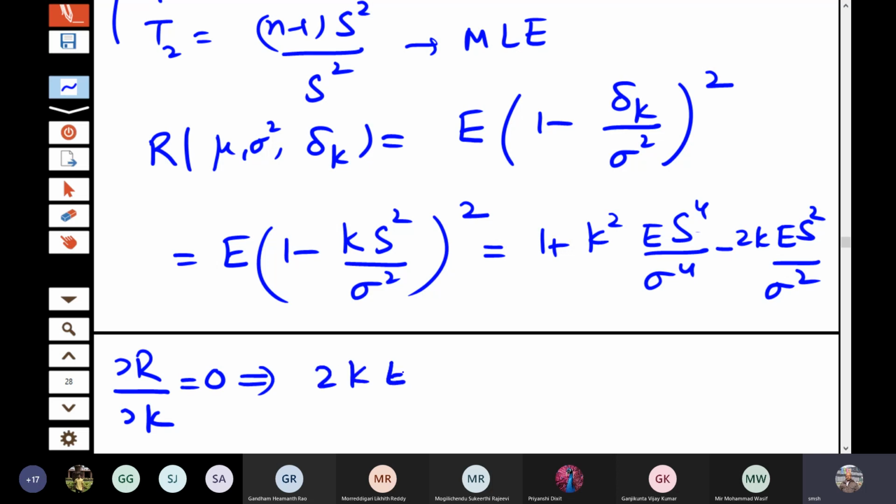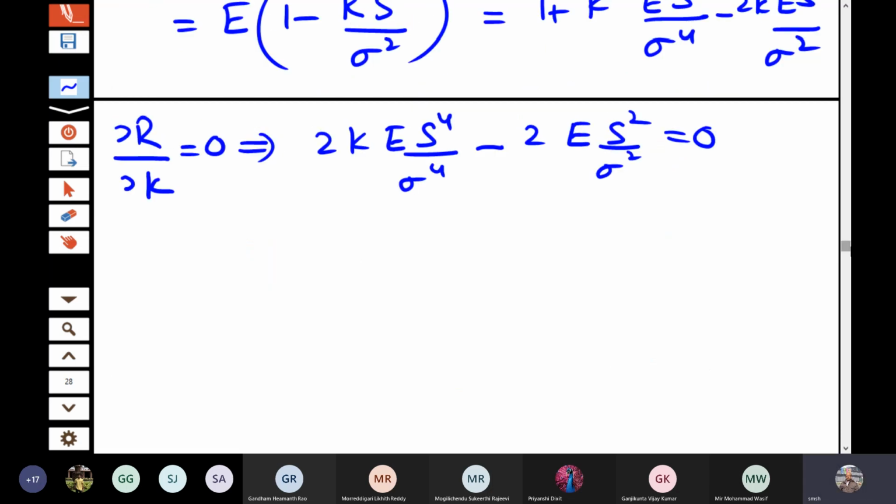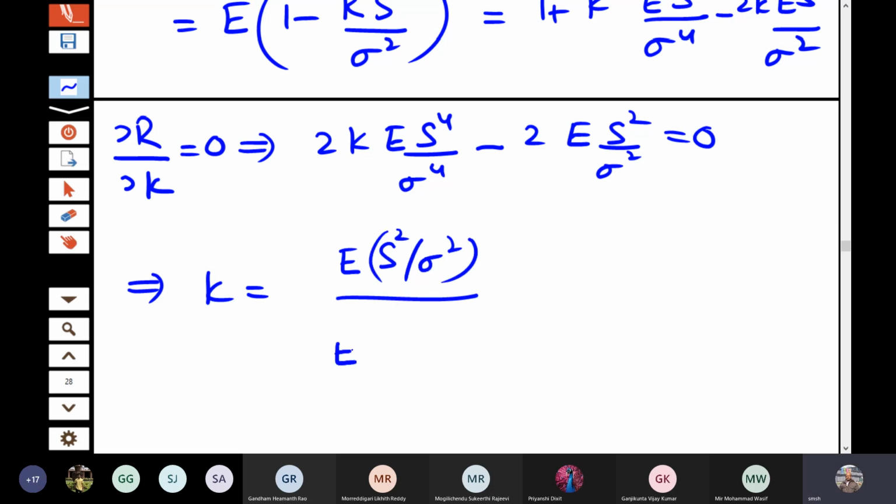So 2k expectation of s to the power 4 by sigma to the power 4 minus twice expectation of s square by sigma square is equal to 0. So this gives us simply k equal to expectation of s square by sigma square divided by expectation of s to the power 4 by sigma to the power 4. So here we do a little bit of manipulation.